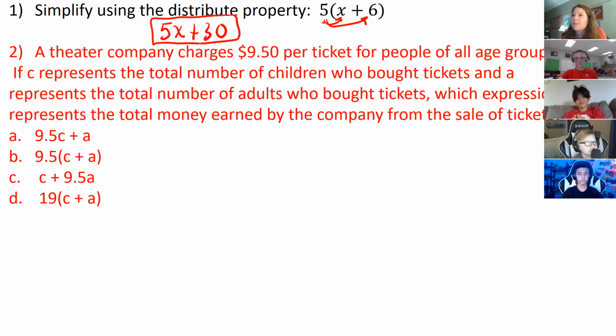A theater company charges $9.50 per ticket for all age groups. If C represents the total number of children who bought tickets, and A represents the total number of adults who bought tickets, which expression best represents the total money earned by the company from the sale of tickets? B. E. Does everyone agree?